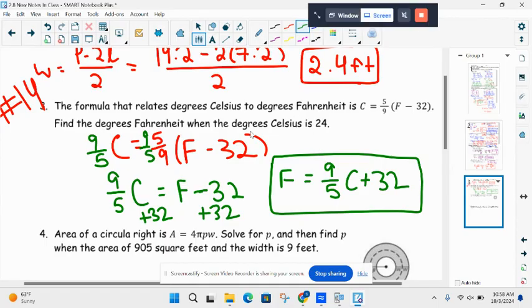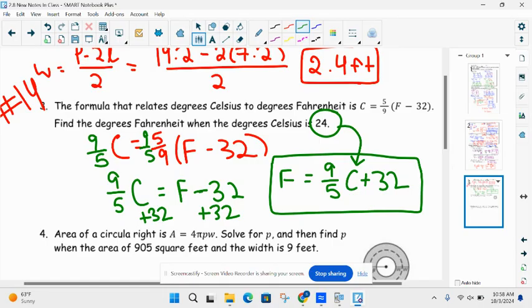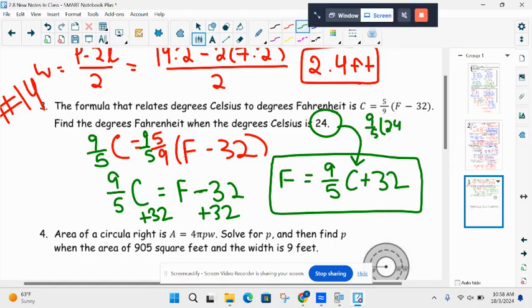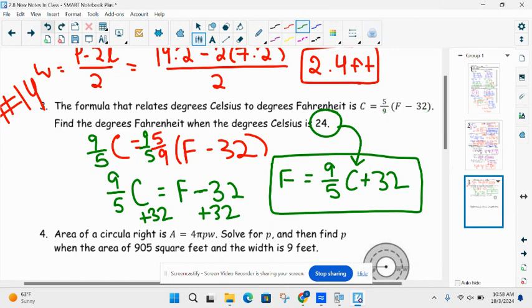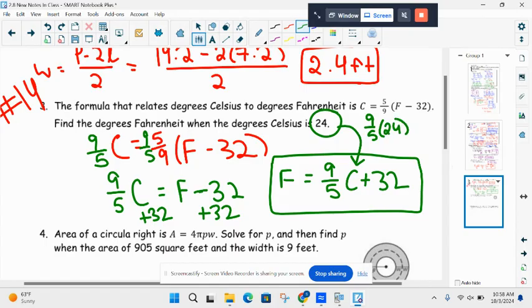After that, you can answer the question by plugging 24 in for C. So do 9/5 times 24 plus 32. And make sure you're doing the 24. Oh, I'm sorry, there's no parentheses. I don't know why I put parentheses. 9/5 times 24 plus 32. So you do 9/5 times 24, then add the 32.